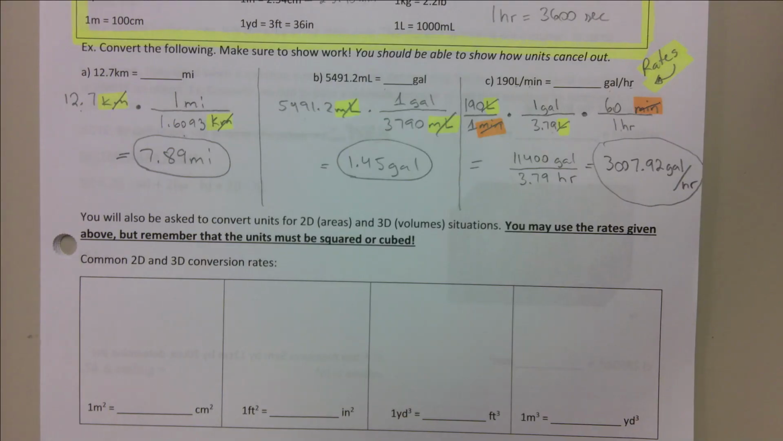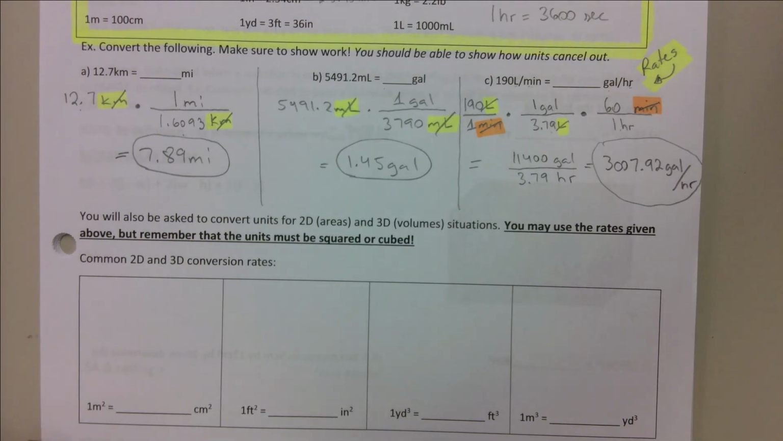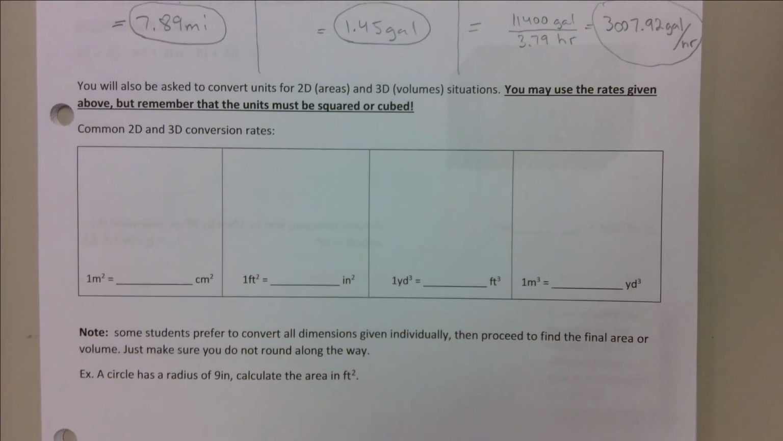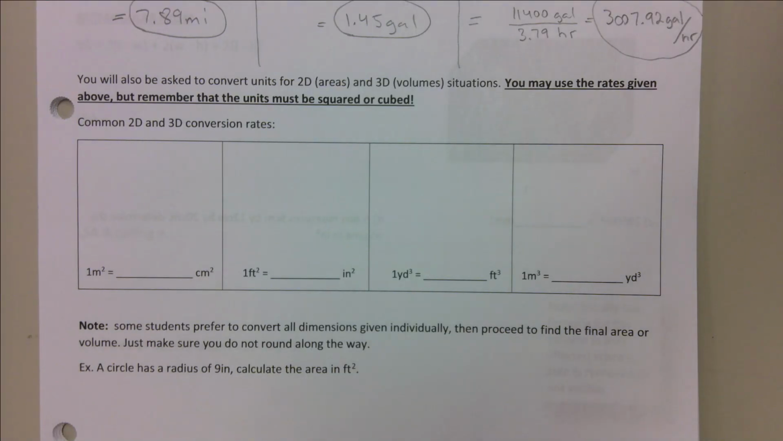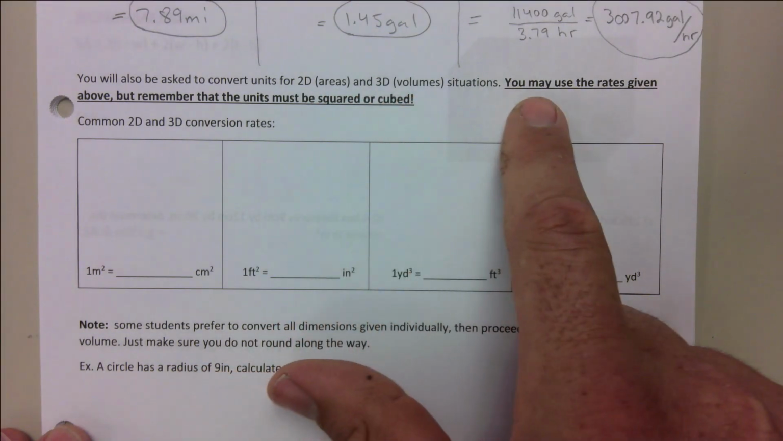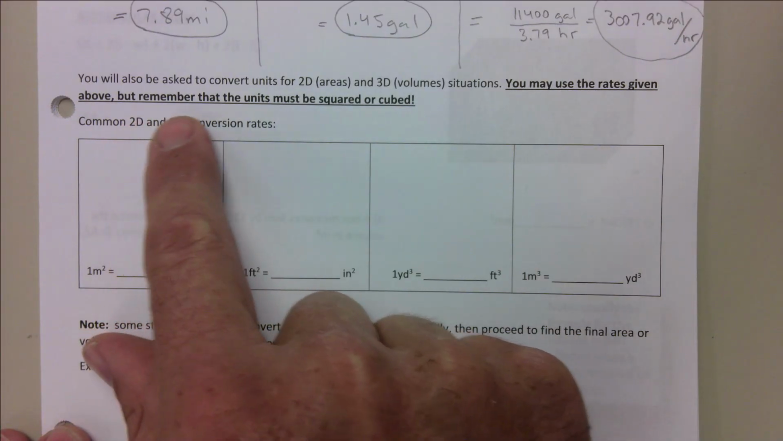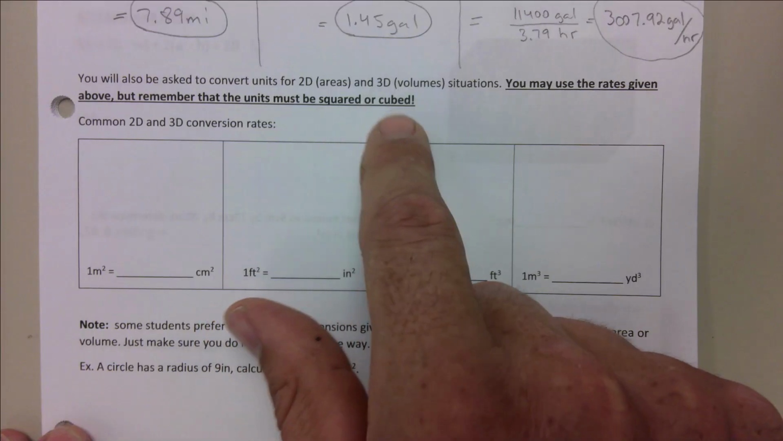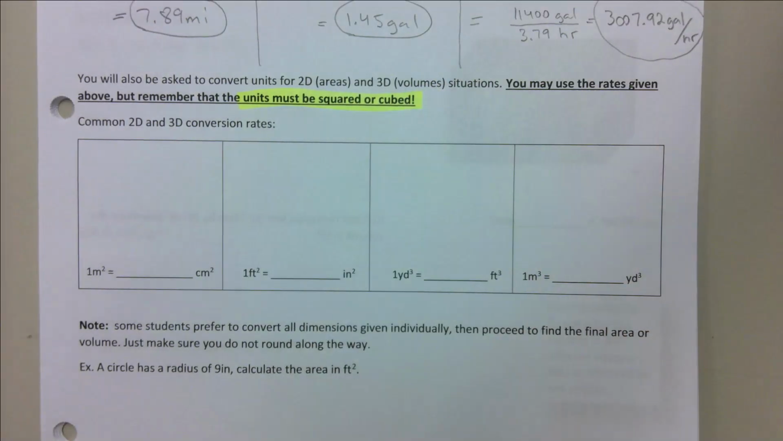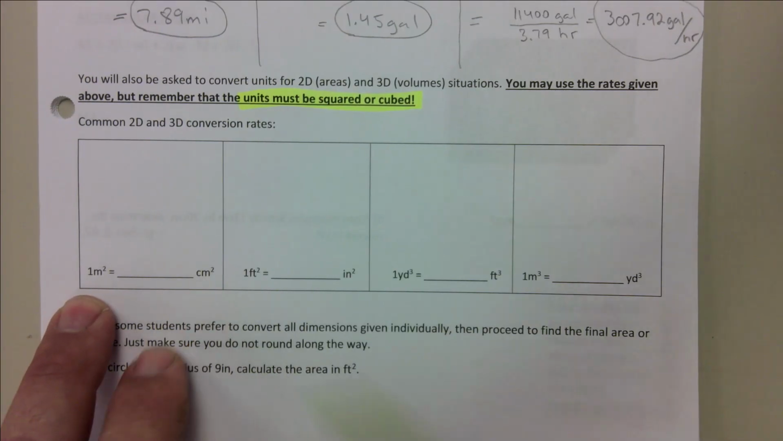Okay, so that's converting a little bit, the refresher. But you will also be asked to convert two-dimensional, so areas and volumes, okay? You may use the rates given above, but remember that the units must be squared or cubed, okay? That is very important. So what do I mean by that?